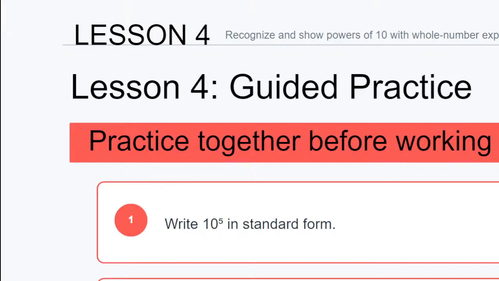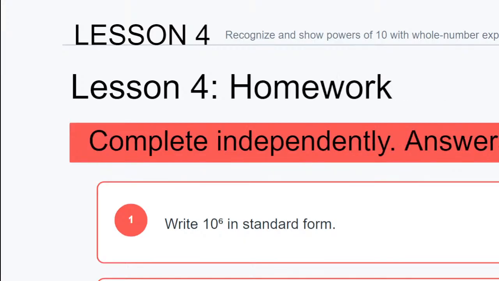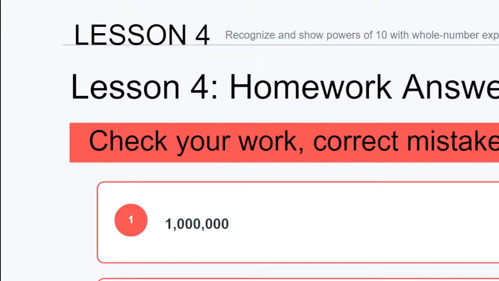That's the practice. Okay, and that's the homework. Wait, is this the same? No, it's not. Okay. Number 1, write 10 to the 6th power in standard form. Number 2, write 1 million as a power of 10. Number 3, what is 9 times 10 to the power of 4? Number 4, find 328 times 10 cubed.